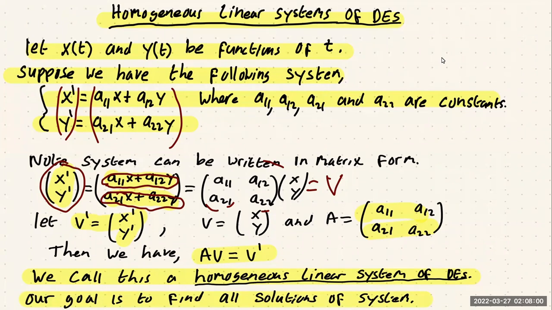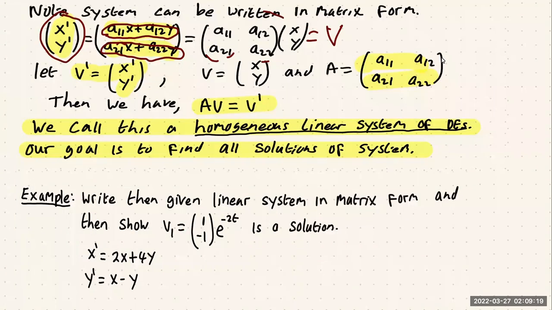Okay, so let's take a look at an example now. The example says, write the given linear system in matrix form, and then show that the vector v1 equals the vector 1, -1 times e to the minus 2t is a solution of the system. The system is x prime equals 2x plus 4y, y prime equals x minus y. Let's first write it in matrix form.